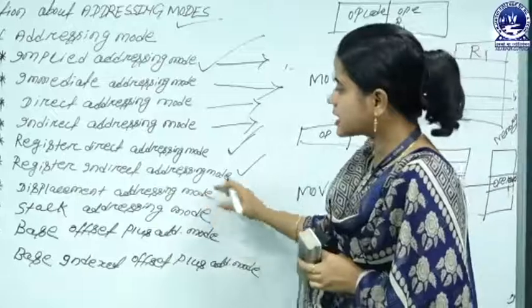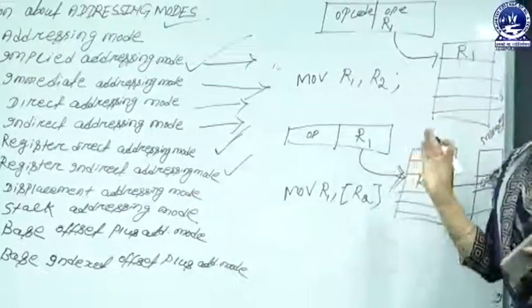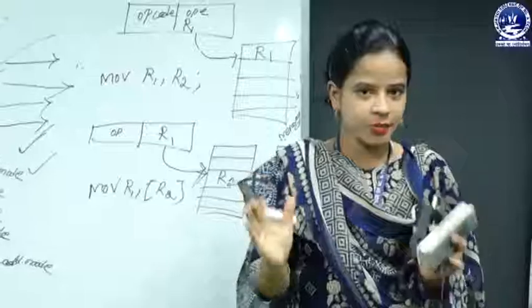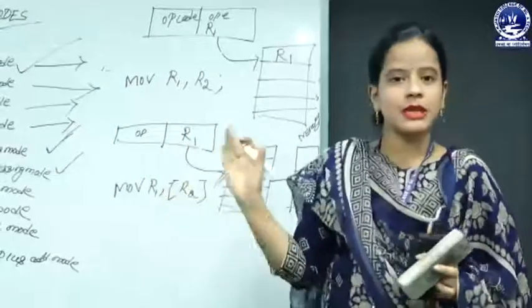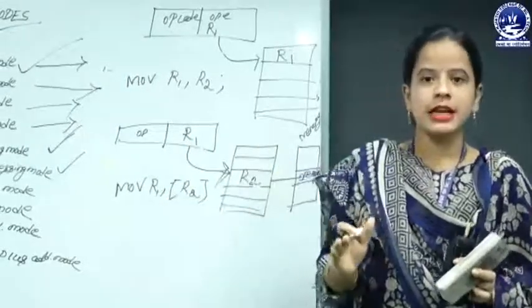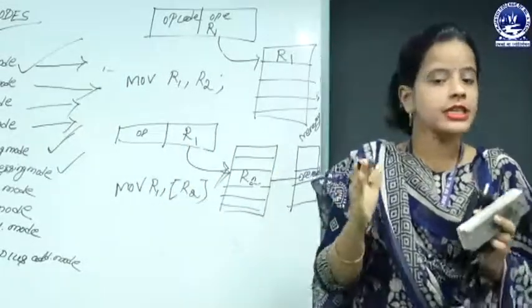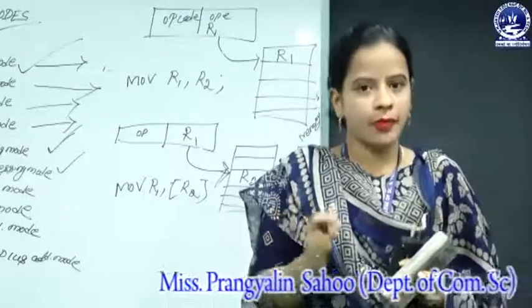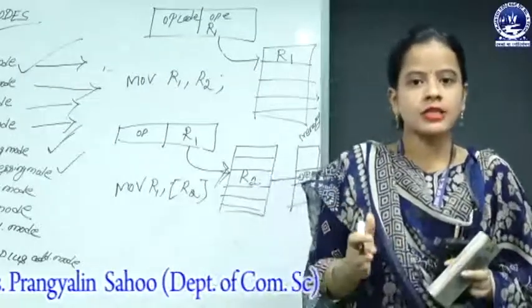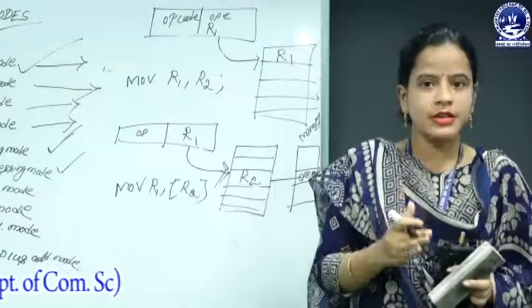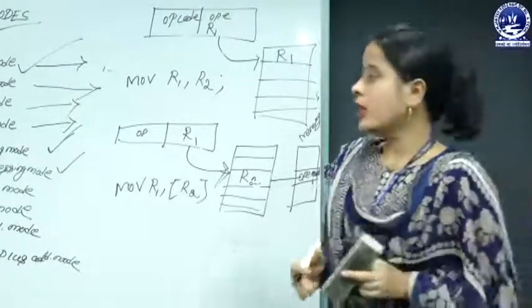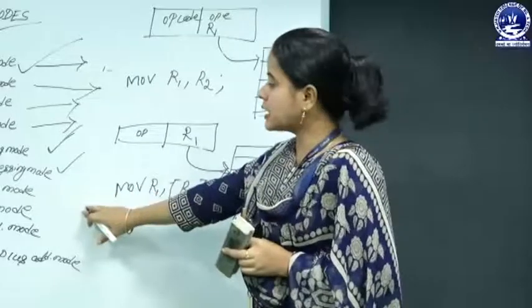Now we go to the next concept, that's your displacement addressing mode. What is displacement addressing mode? In case of displacement addressing mode, generally it is used whenever the instruction field provides the address of the given operand and also the index address of the given register where the operand value is stored. In this case, we use the displacement addressing mode.